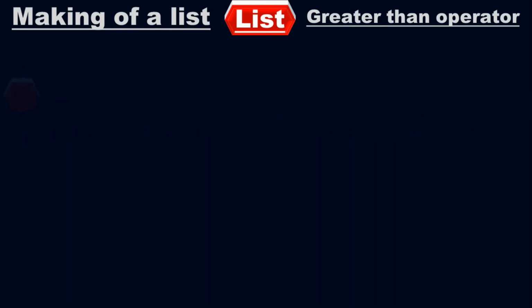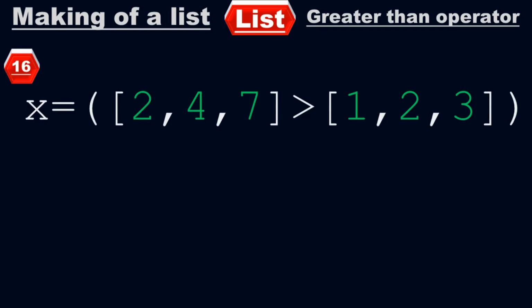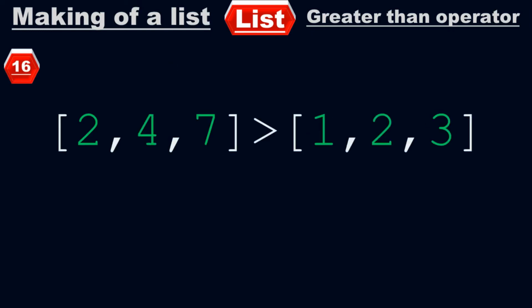The second way is you give the variable name x equals [2, 4, 7] is greater than [1, 2, 3]. Check the print of variable x, you will get true in the final output. Let me check the third way of the solution, which is to directly put [2, 4, 7] greater than [1, 2, 3]. Just simply put this expression in the Colab. When you run the program, you will get exactly the same answer, true.